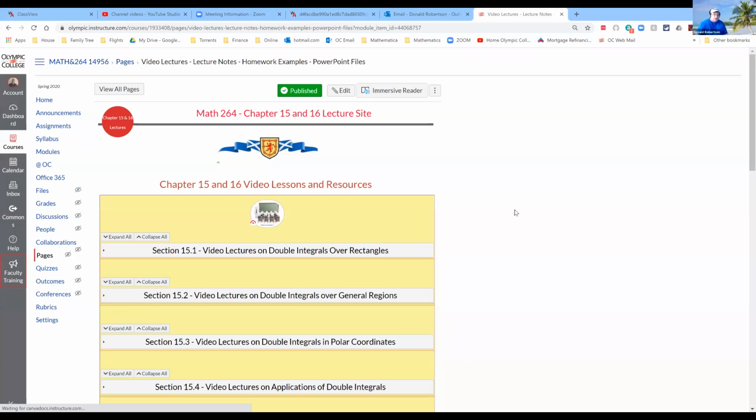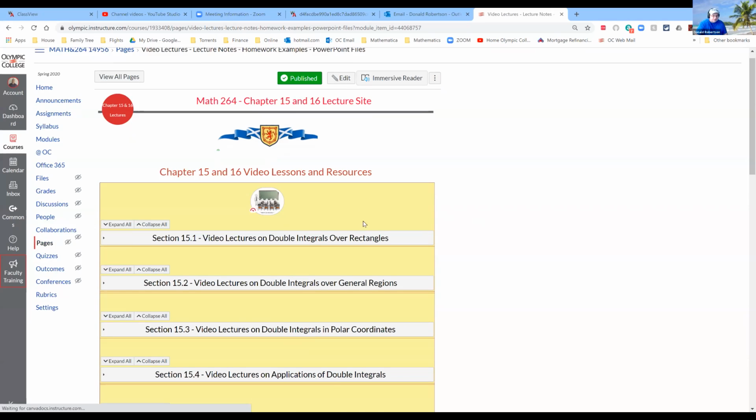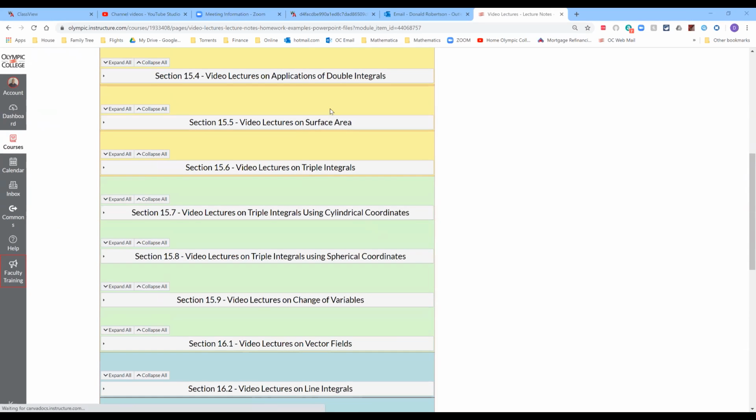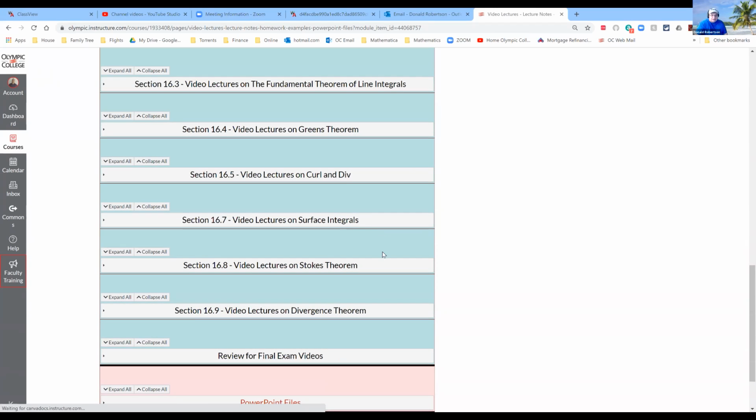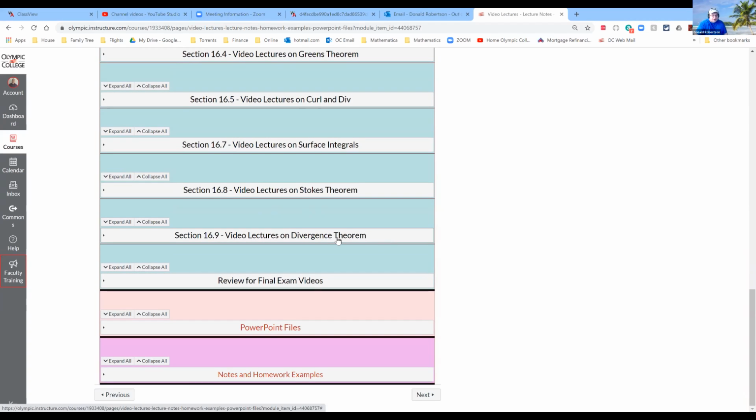Right, are you all looking at 264, chapter 15, 16, all that good stuff? Hopefully you've noticed that this is where all your stuff is hiding. And here's videos on Stokes theorem, so there's some videos for you to watch. What I think some of you might not have noticed is that at the bottom there's PowerPoints, and then later on there's some homework examples. So for instance, if Rachel has a real hassle with that spherical one, then I would probably put it there when it's finished.